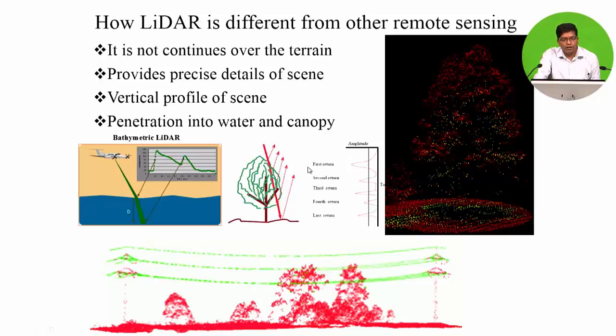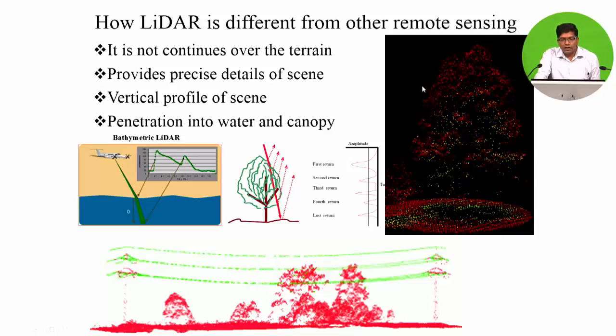So this way we call it the first return, second return, third return, fourth return and the last return. Normally the last returns are from the ground and first returns are from the top of the canopy. If you obtain lidar data for a particular tree, then the lidar data obtained for the tree can be seen here, and the coloring is given based upon the returns. Red color is for the first return, blue color is for the second return, and green and yellow color is for the third return, that is the last return.